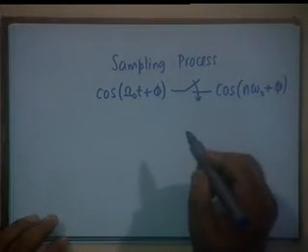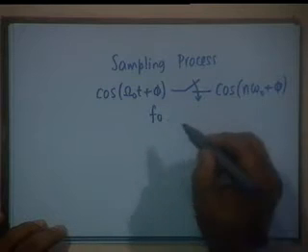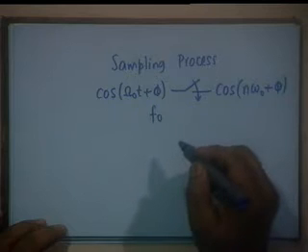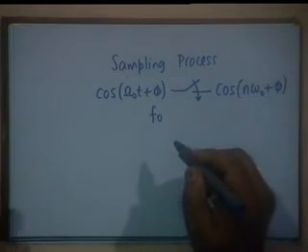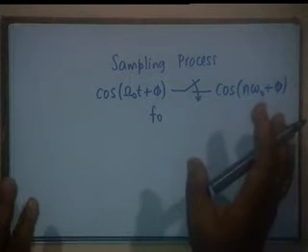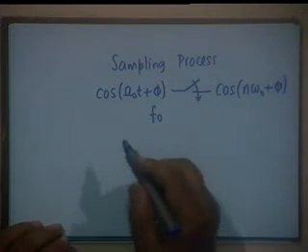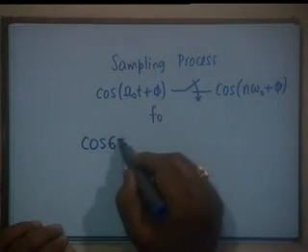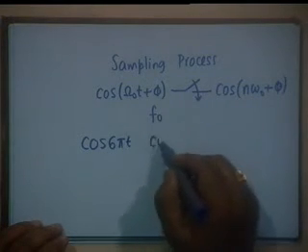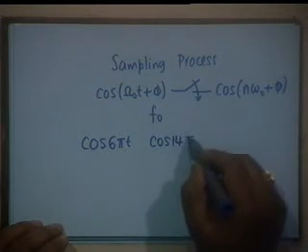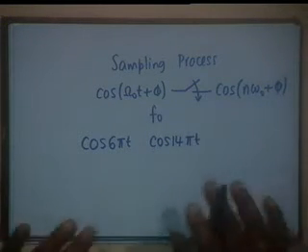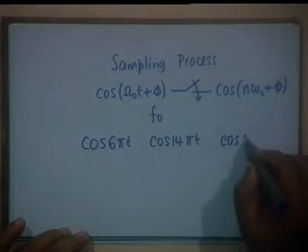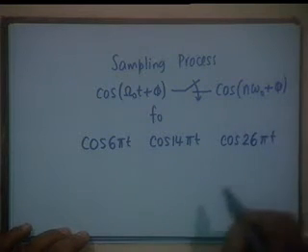What happens? I have told you that f 0 must be less than or equal to f s by 2. What happens if this is not the case? We will illustrate with a simple problem. Let us say we have 3 signals, cosine of 6 pi t, cosine of 14 pi t. We can avoid phi also, make the signals as simple as possible. Let us say the other is cosine of 26 pi t.